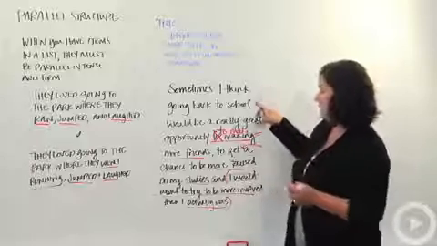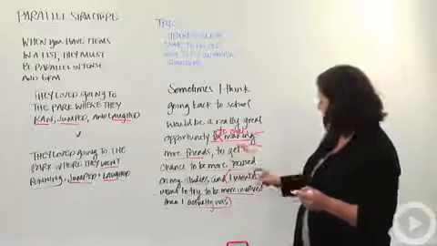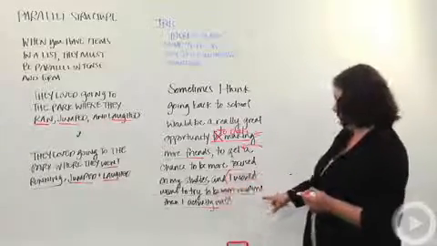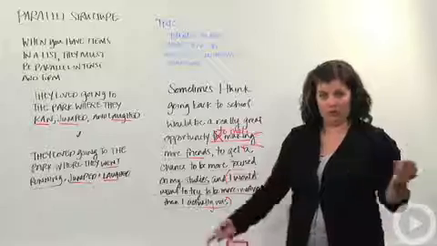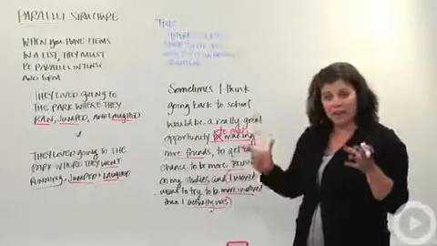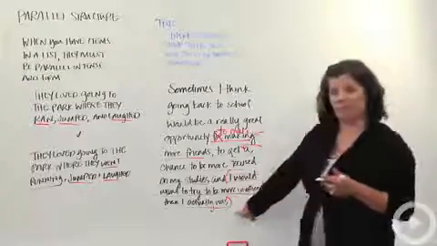And now I've got the sentence, sometimes I think going back to school would be a really great opportunity to make more friends, to get a chance to be more focused on my studies, and to try to be more involved than I actually was. So we took that really unparalleled sentence, and just by identifying the types of phrases that we had and then matching them up, we're able to make it parallel.